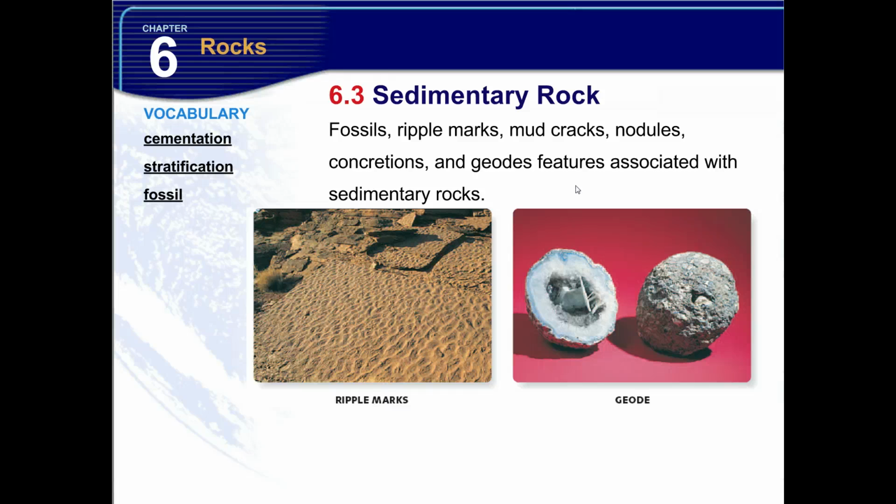Now, the ripple marks in this picture come from the wave action and the tidal action and the water movement, and so sometimes ripple marks are evidence that there was water at one time. Mud cracks as well, those cracks in the sedimentary rock, at one time there could have been water. Nodules, concretions, and geodes are small features of stone that need water to form. One interesting thing is we do have nodules on Mars. We have found those on Mars, so that's one piece of evidence that there was once water on Mars.